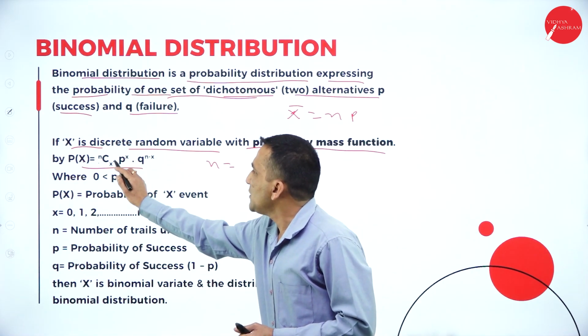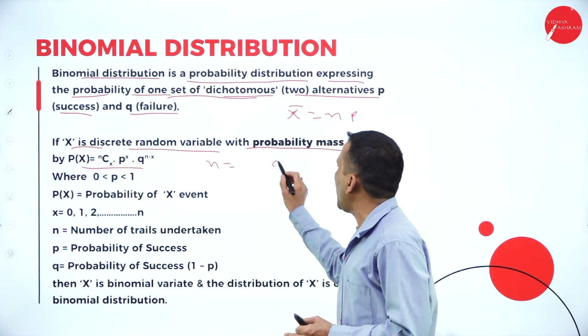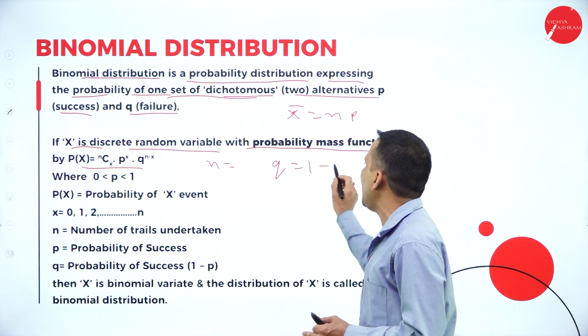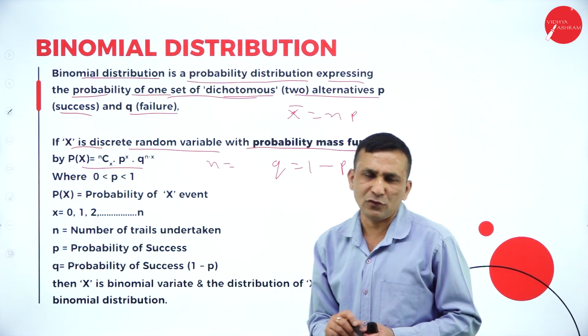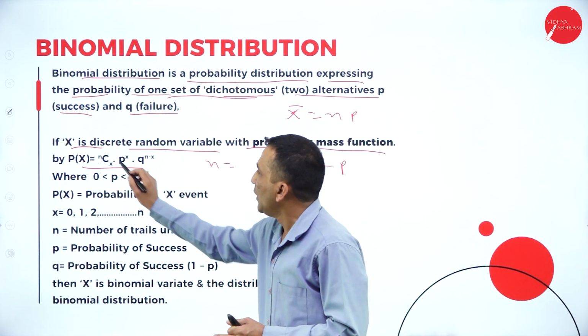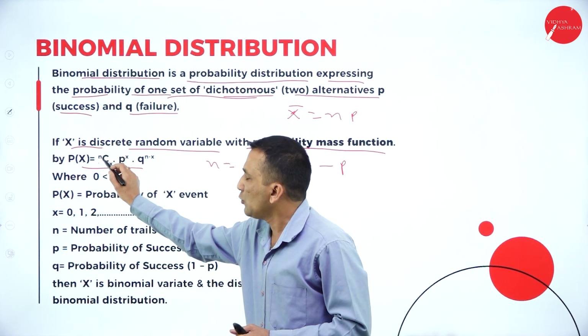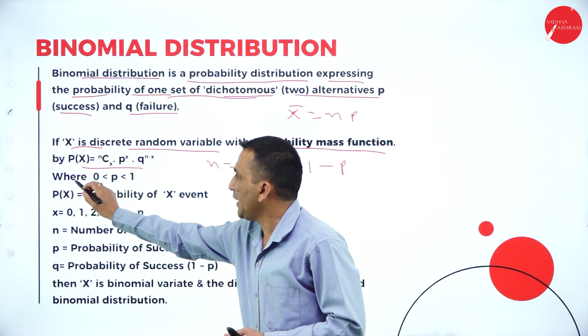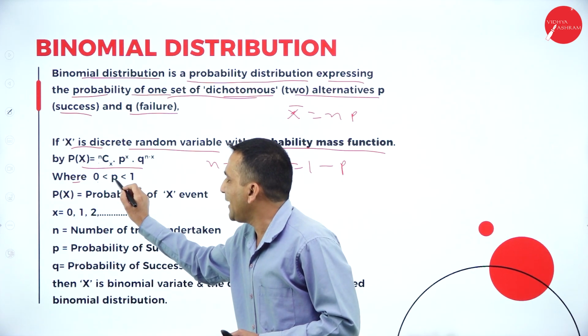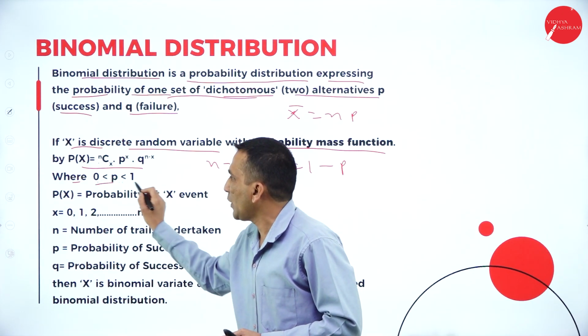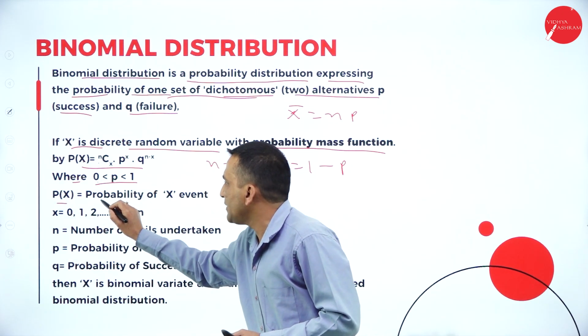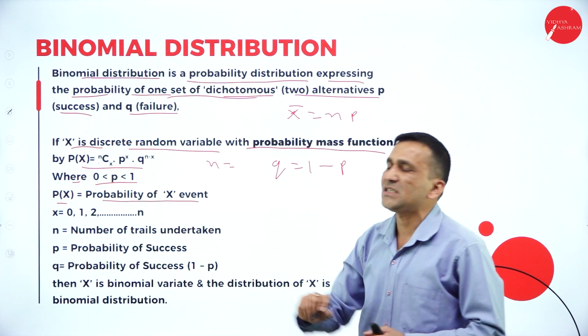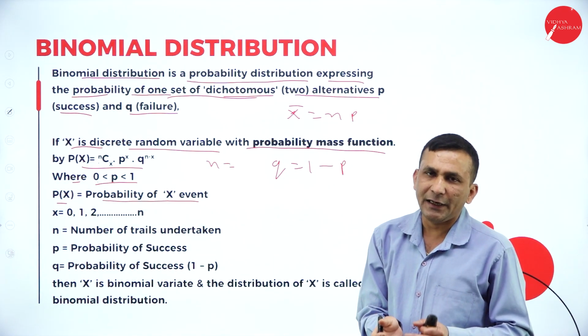If you know the success value, you can easily find the Q value: 1 minus the success value. If you subtract, you will get Q. N is the number of outcomes, and here 0 is less than P, less than 1. P of X is the probability of X events, whether coin related or birth related.